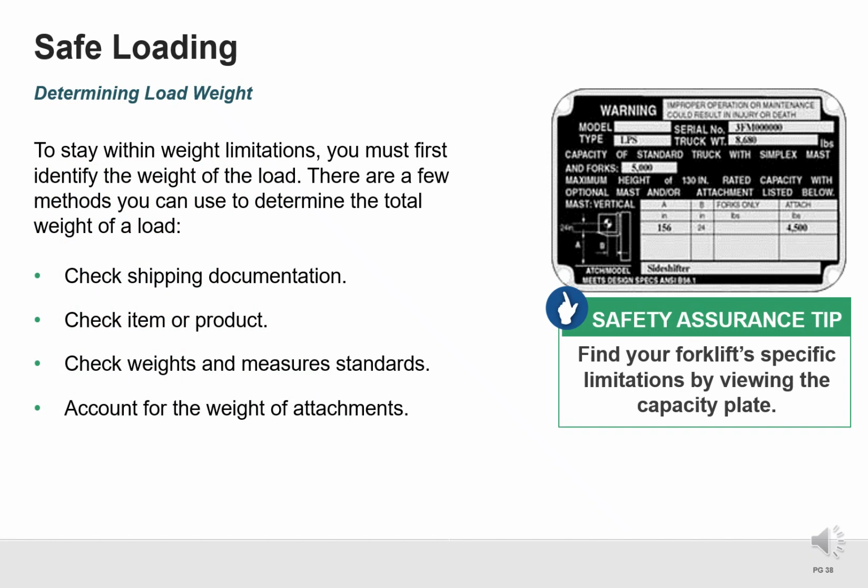To safely operate a forklift, you must know the weight of the load. There are several ways to determine this. Check the shipping documentation whenever it is available. Look for weight information directly on the product or packaging. You can also reference standard weight and measurement guidelines. Be sure to account for the weight of any attachments as they reduce the forklift's overall capacity. Always verify your forklift's limits by checking the capacity plate before lifting.